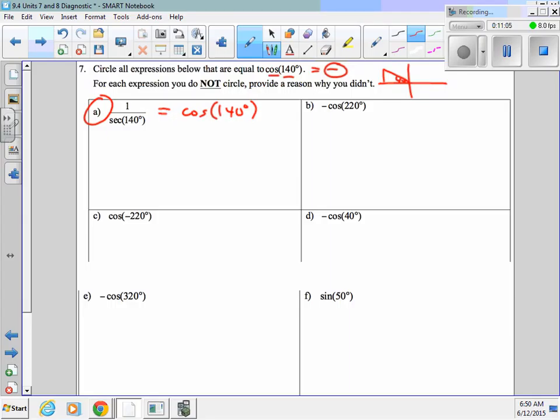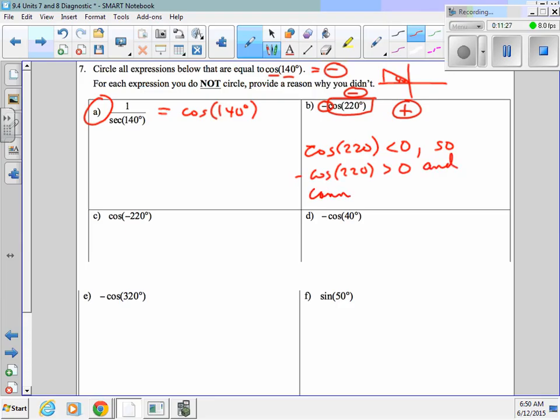So cos of 220 itself, 220 is in the third quadrant, that quantity is negative, but then I'm multiplying it by negative and I have a positive. So cos of 220 is less than 0. So negative cos of 220 is greater than 0 and cannot be equal to cos of 140. I'm being a little pithy with that explanation, but I'm also explaining it as we go.